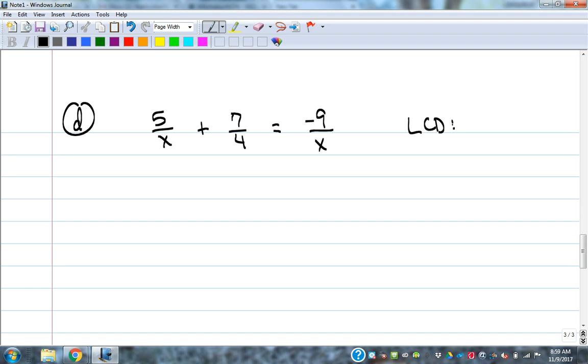Two of them share an x, so that's got to be part of the least common denominator. And then what's not shared? So the least common denominator is 4x. That's not too bad. This one's pretty easy on the common denominator thing.